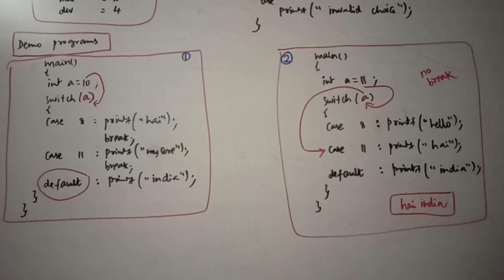If your A is 10, default. If your A is 8, hello, no break, so hi, no break, India. You get hello, hi, India if your A value is 8. So break is compulsory. And default is optional, of course, default is optional. If you don't want default, you can skip it.